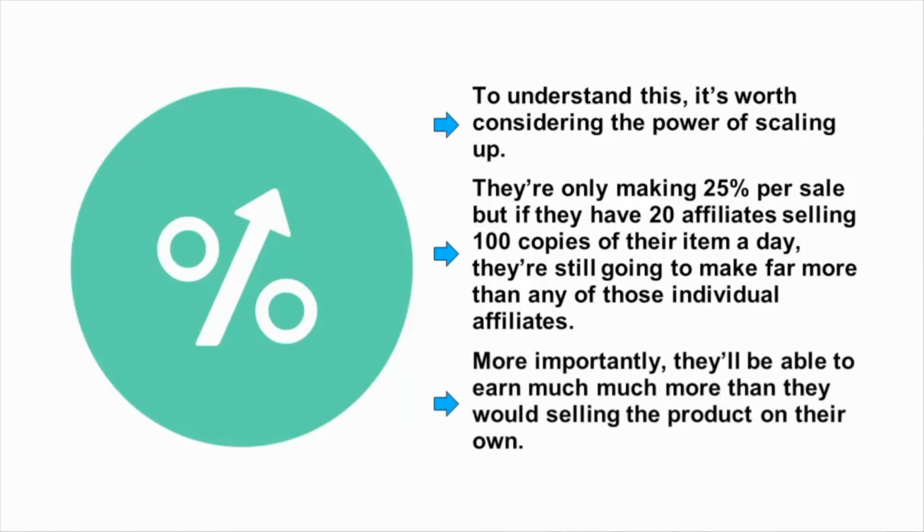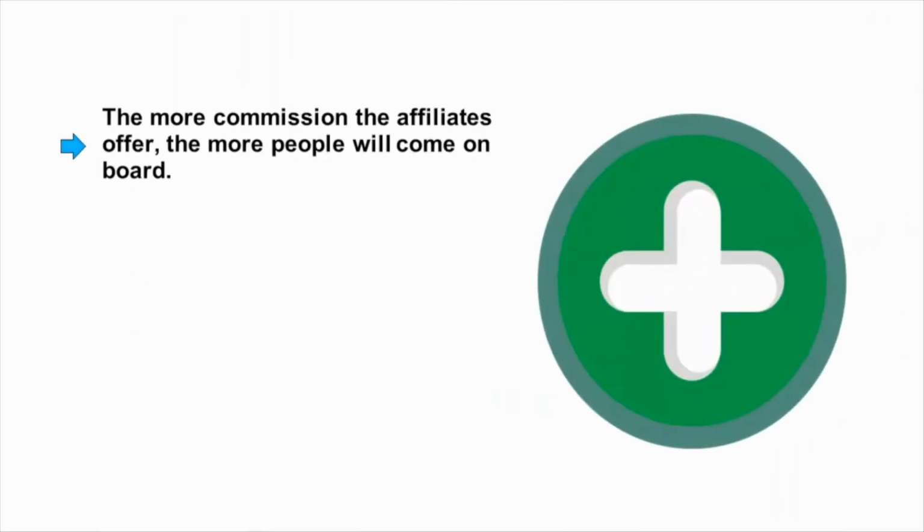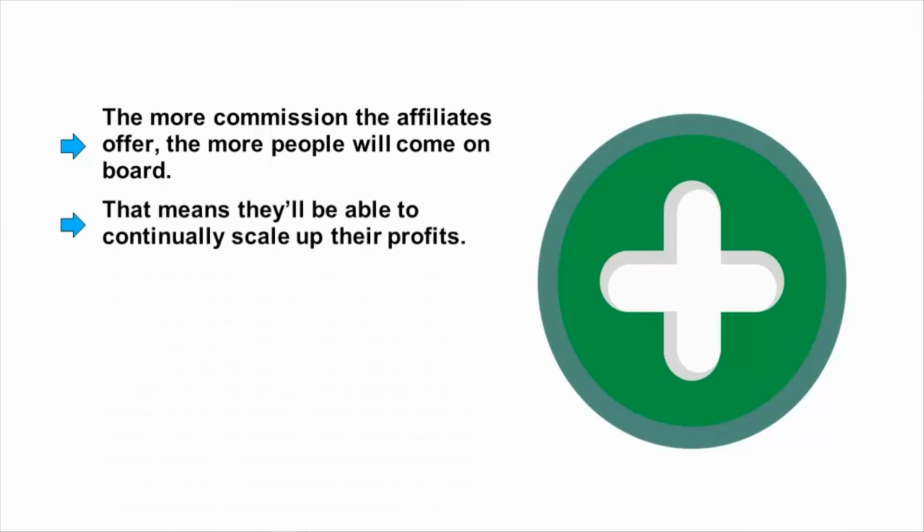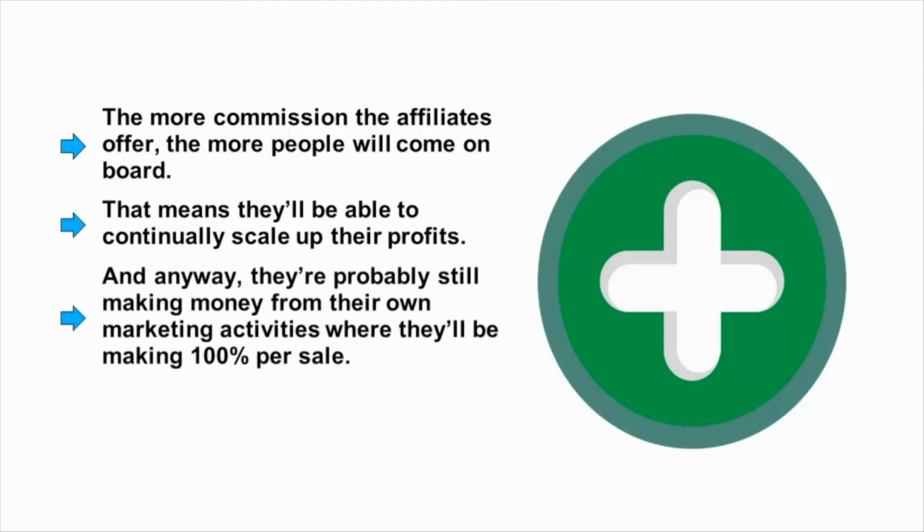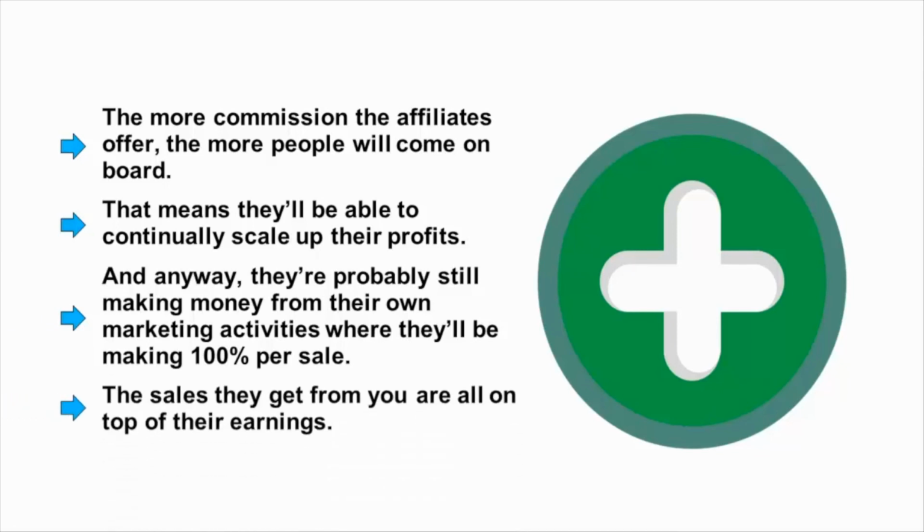More importantly, they'll be able to earn much, much more than they would selling the product on their own. The more commission the affiliates offer, the more people will come on board versus other products, and that means they'll be able to continually scale up their profits. And anyway, they're probably still making money from their own marketing activities where they'll be making 100% per sale. The sales they get from you are all on top of their earnings.